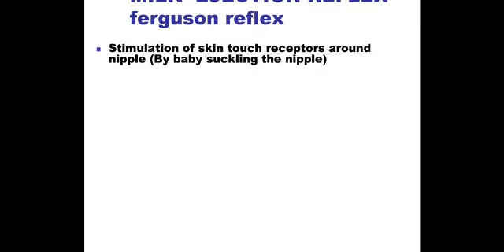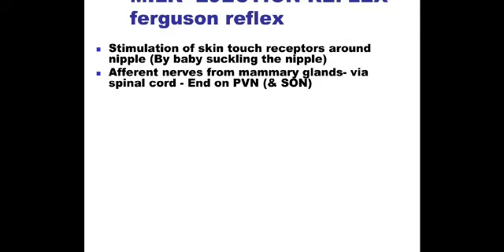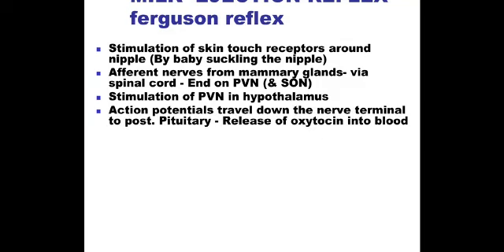as the baby suckles the nipple. The afferent information is carried from the mammary gland to the spinal cord via the touch pathway and finally ends in the paraventricular and supraoptic nucleus of the hypothalamus, resulting in stimulation of the paraventricular nucleus, which causes action potentials to travel down the terminal to the posterior pituitary along the hypothalamo-hypophyseal tract, releasing oxytocin into the blood.